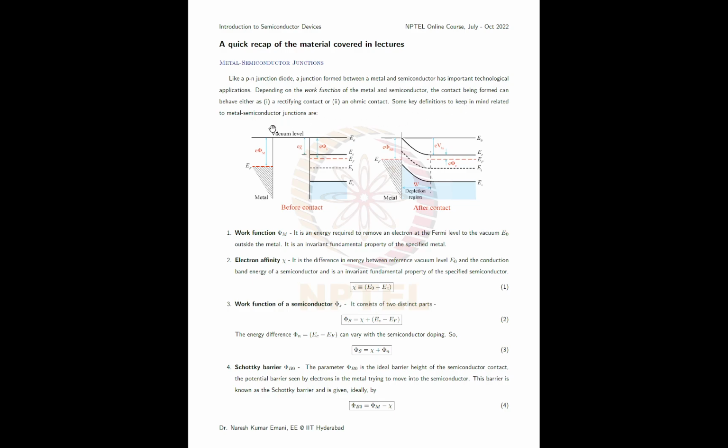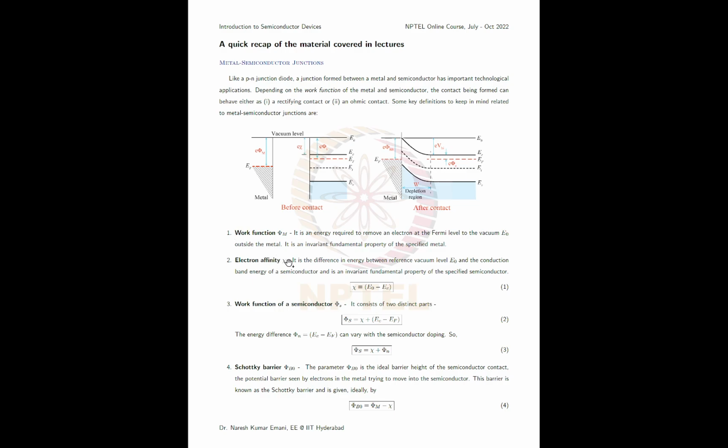Some key definitions to keep in mind are work function phi m, which is the energy required to remove an electron at the Fermi level to the vacuum level outside the metal. It's an invariant fundamental property of the specified metal. So for a metal, you will have a particular phi m.